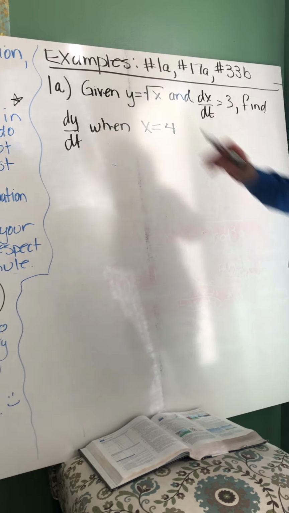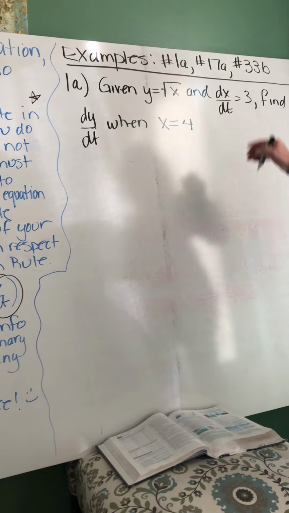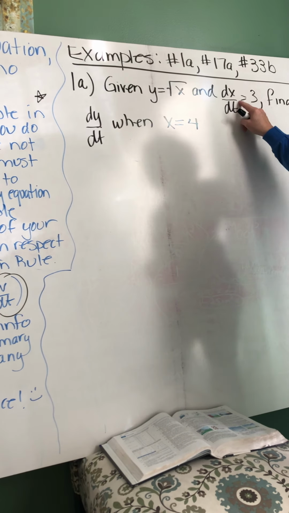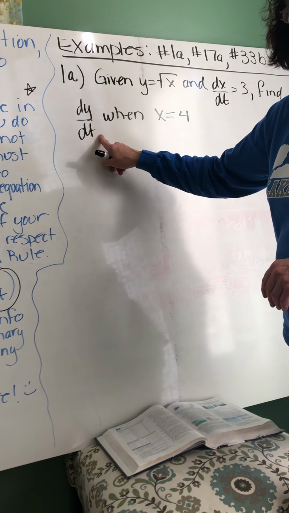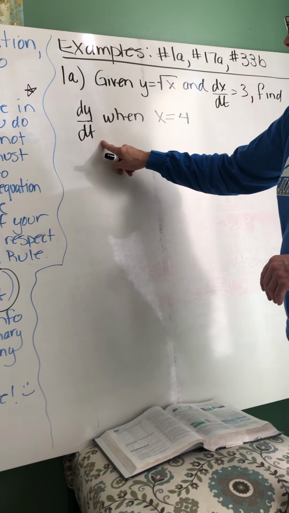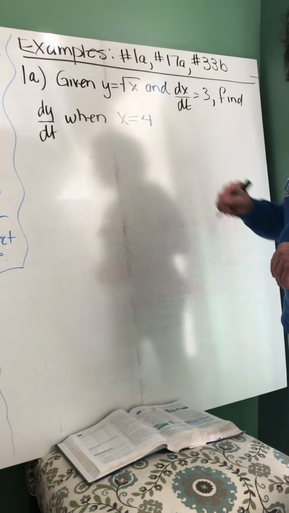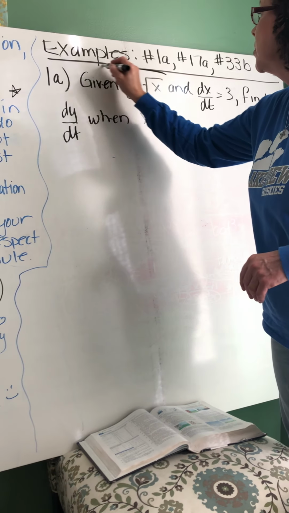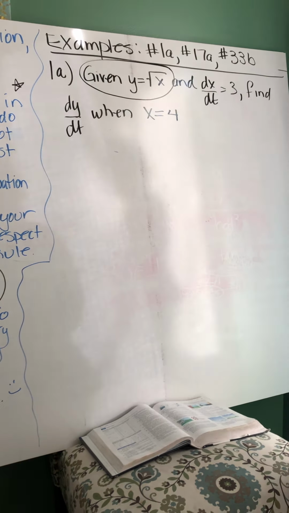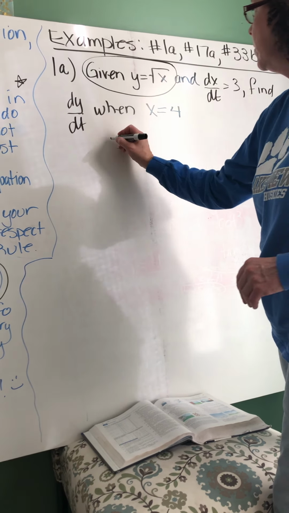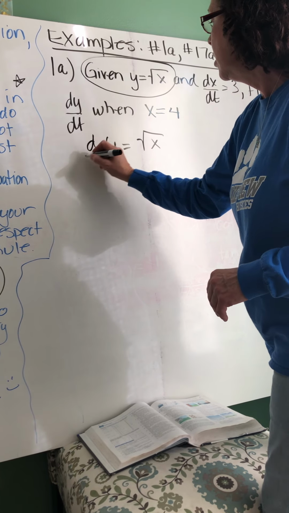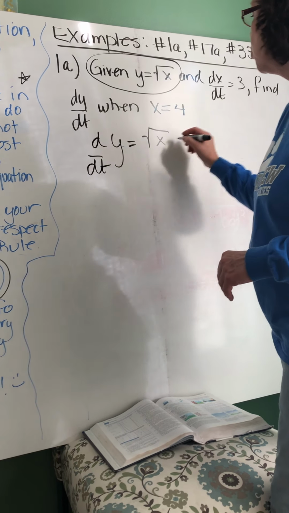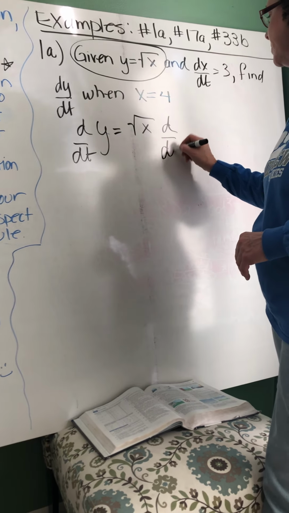Here's what 1A says. Given y equals the square root of x and dx/dt, the derivative of x with respect to time, is 3, find dy/dt, the derivative of y with respect to time, when x equals 4. Okay, here's my primary equation. They gave it to me. I am going to take the derivative of this equation on both sides with respect to time.